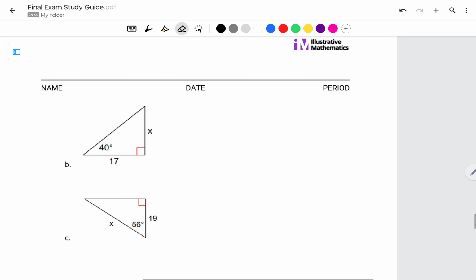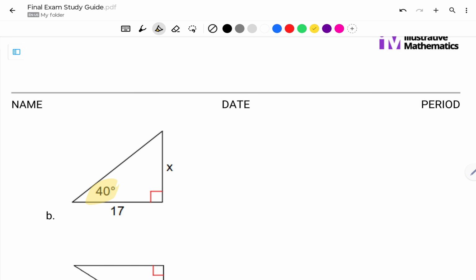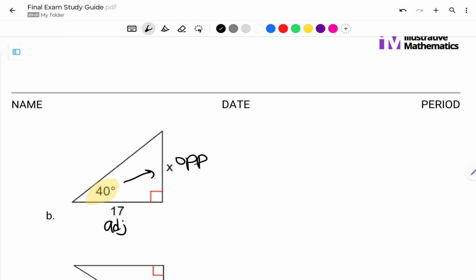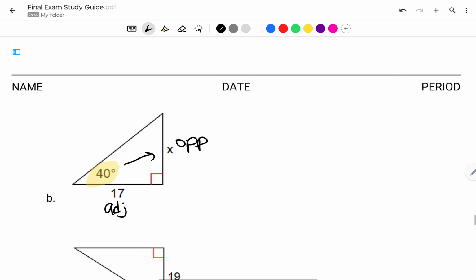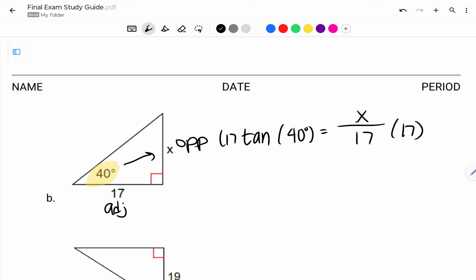Okay. Let's do this one. Angle is 40 degrees. I'm labeling my sides, opposite and adjacent. This is review. You should know how to do this. I'm gonna kind of speed through them. Opposite, adjacent, that's tangent of 40 degrees equals opposite over adjacent. X is on the top now. This is x divided by 17. I need to multiply by 17 on both sides. What do I get here?